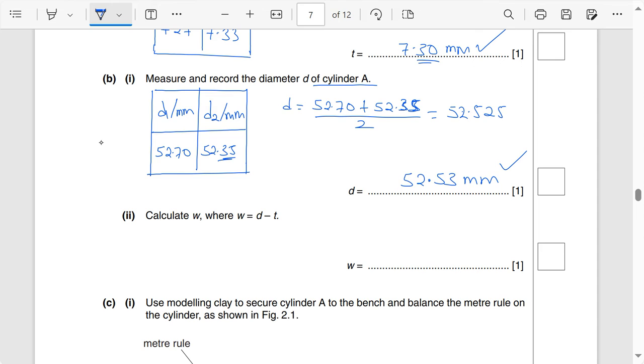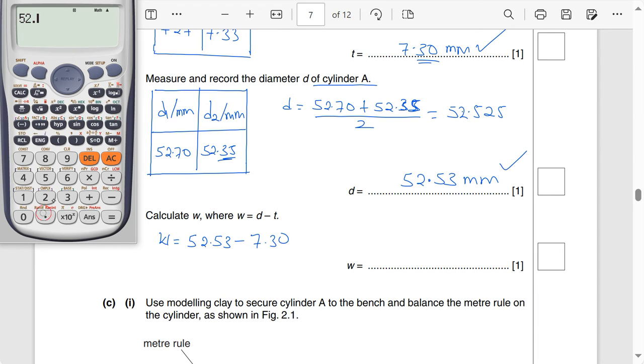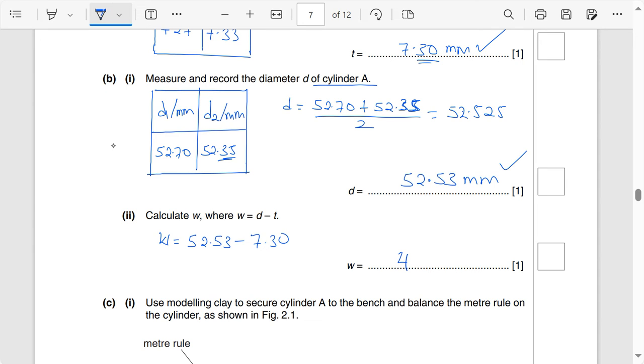Then calculate W, where W is D minus T. So this was easy. For subtraction, we shall maintain the number of decimal places. So W is going to be equal to D, which is 52.53, minus 7.30, and this student got 45.23. So this is 45.23 in the same unit, millimeters. So the student gets that mark.